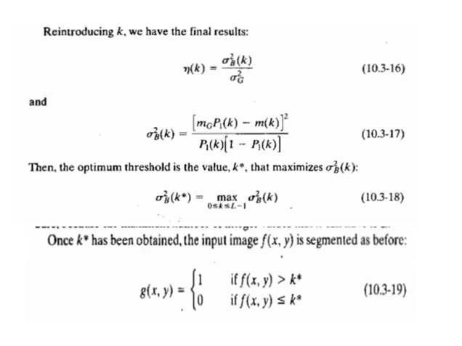Once k star has been obtained, the input image f of x y is segmented as before, that is g of x y has value 1 if f of x y is greater than k star, and value 0 if f of x y is less than or equal to k star.